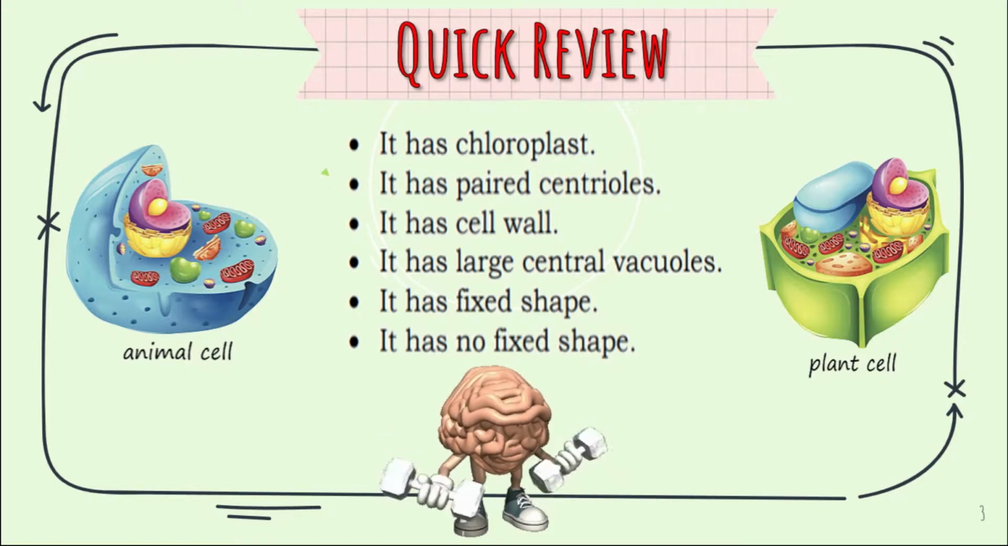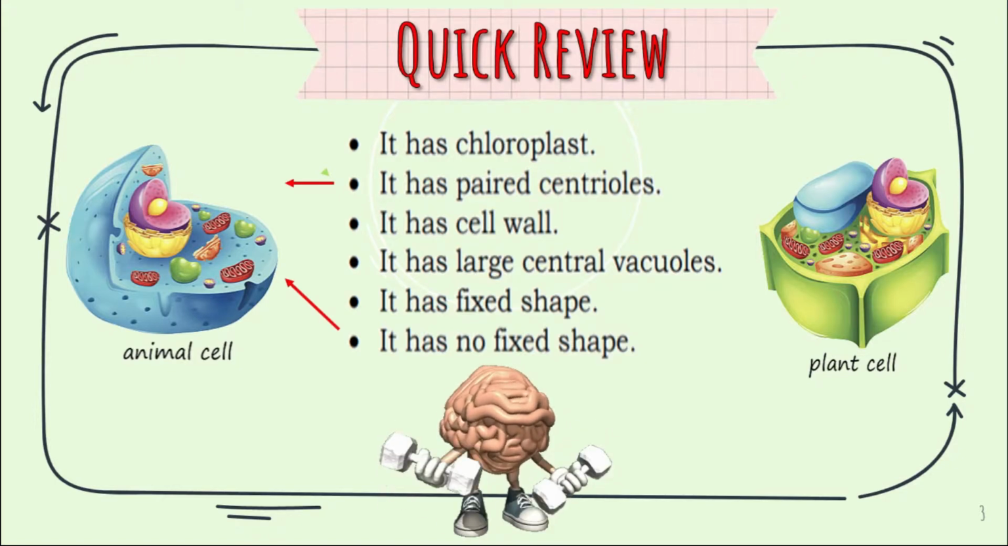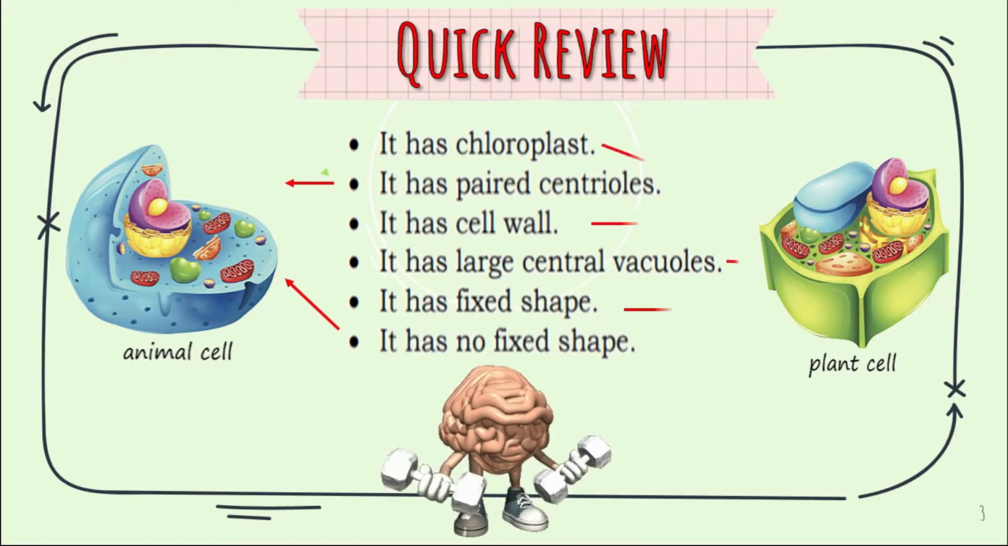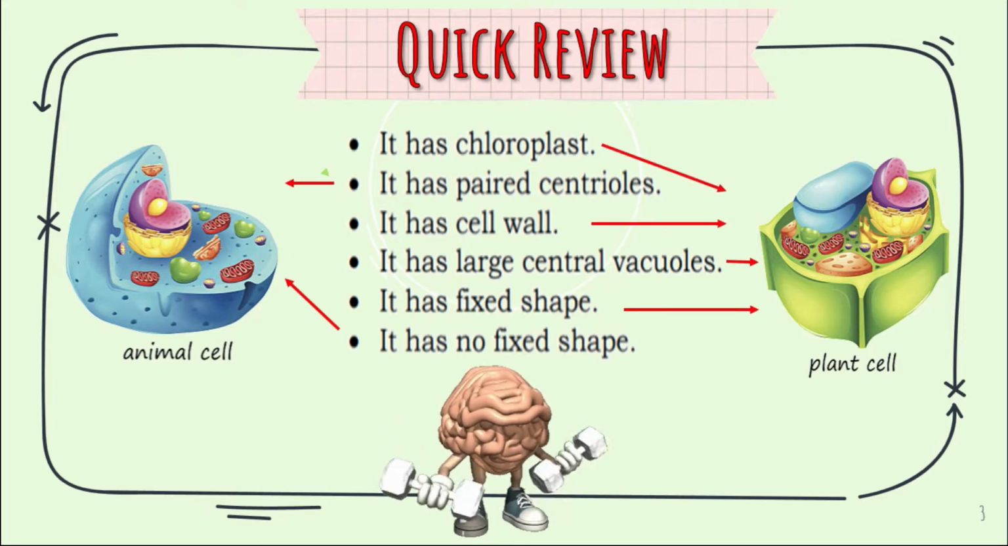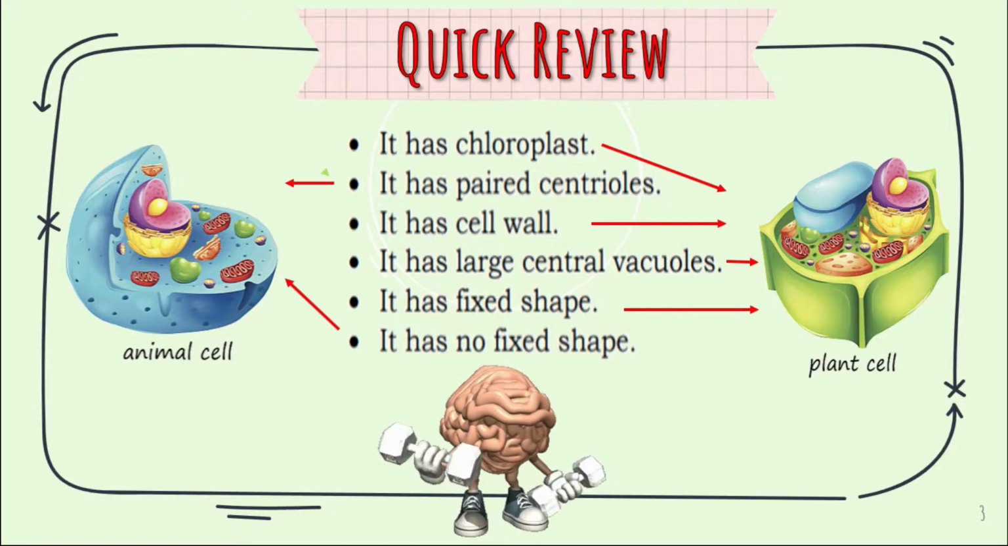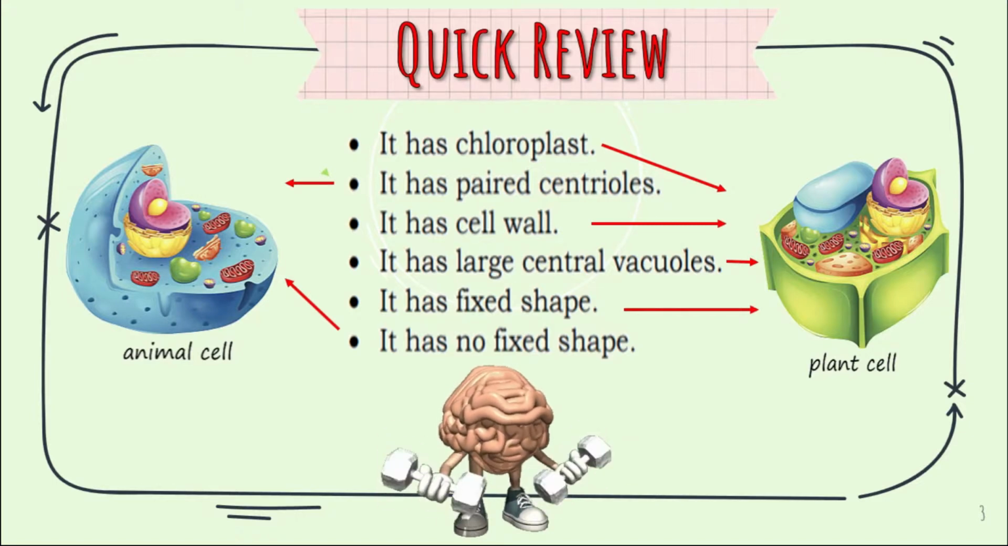Very good, students! Animal cell has a paired centriole and has no fixed shape, while plant cell has chloroplast, cell wall, large central vacuoles, and has a fixed shape. The rest of the organelles are common to both cells.